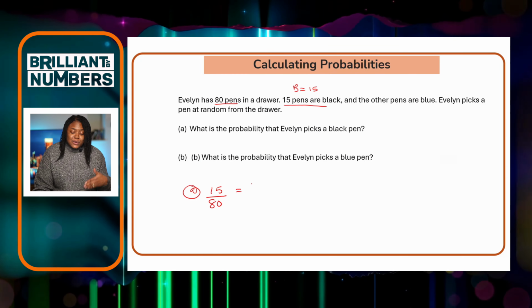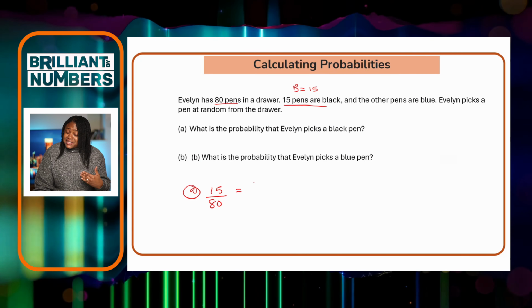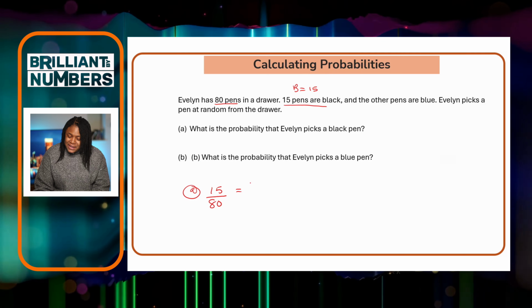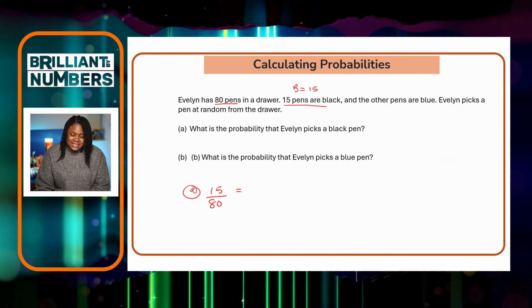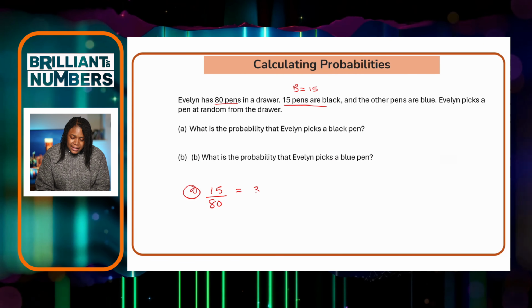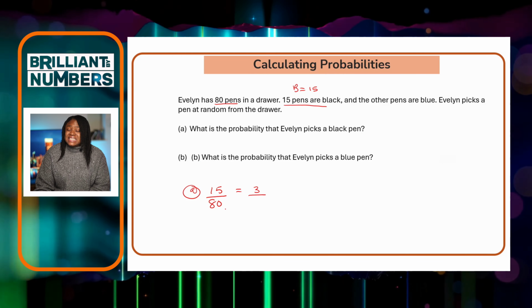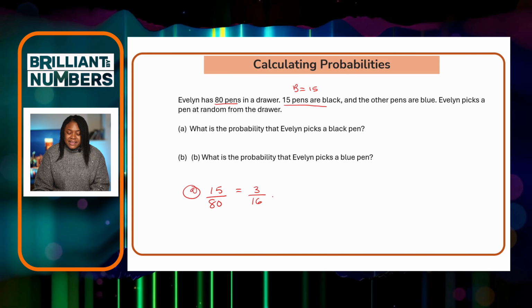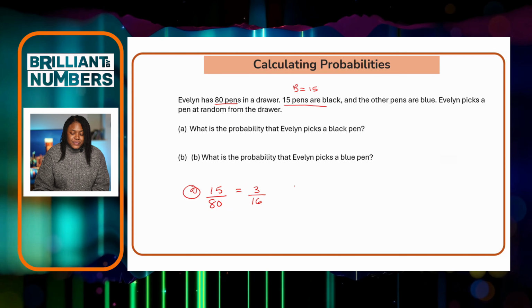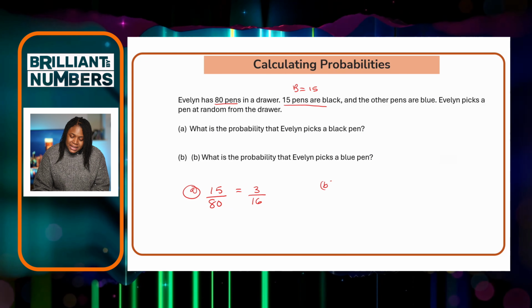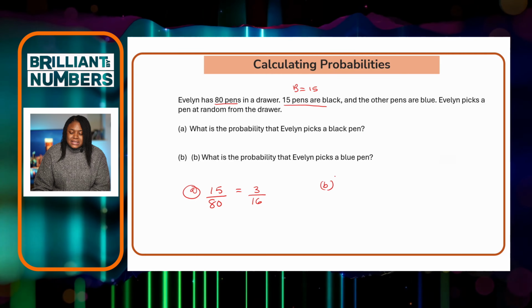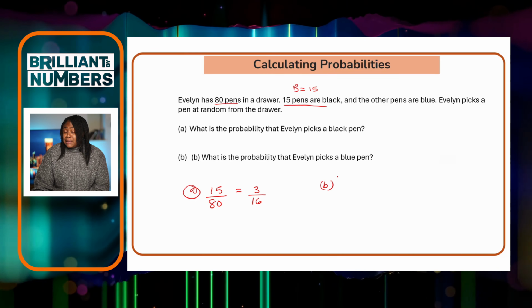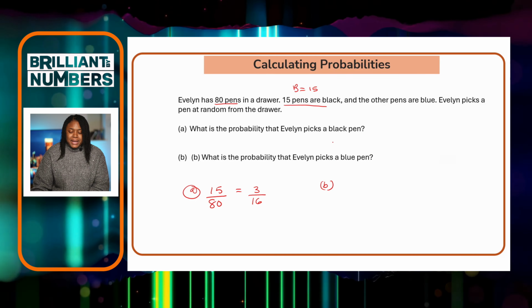So what number goes into 15 and into 80? And the answer is 5. So 5 into 15 goes 3 times, and 5 into 80 goes 16 times. 16 times 5 is 80. Beautiful. So question part B asks us what is the probability Evelyn picks a blue pen.